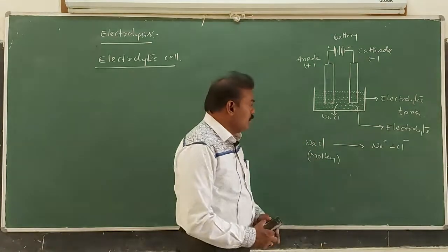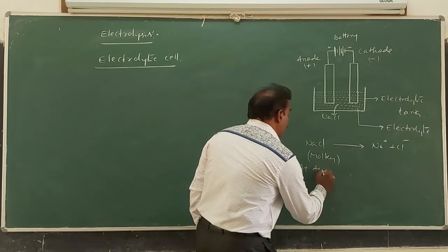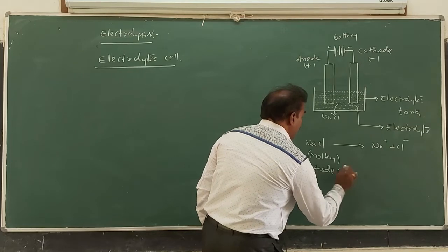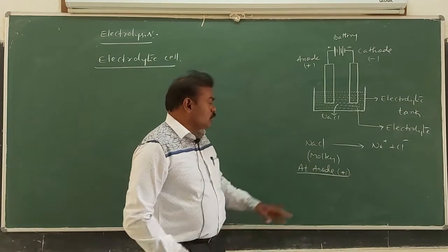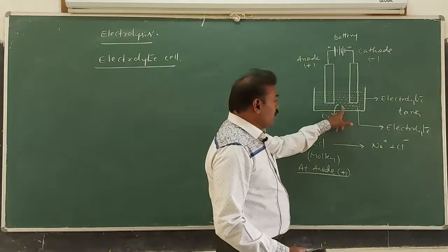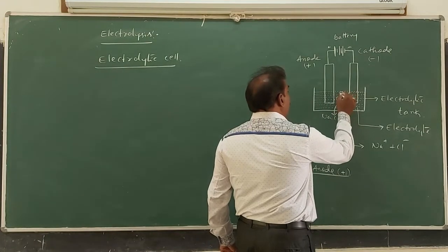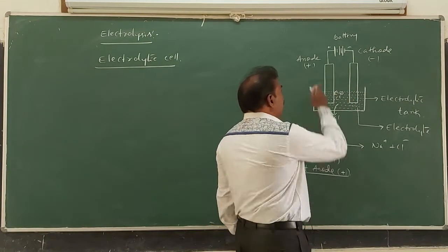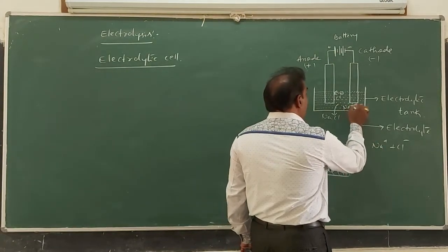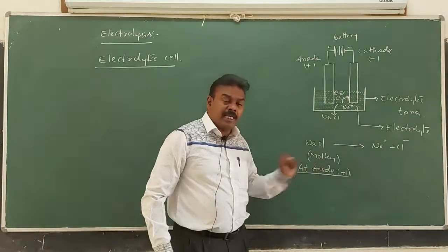Then the reaction taking place at the anode. What is the anode? Anode means the positive electrode only. So towards the positive electrode, which ion will be moving? The solution of electrolyte contains Na plus and Cl minus. The Cl minus will be moving towards this electrode, because the charge on the anode is positive. The Na plus ion will be moving towards the cathode only. That is what we have to write in the reaction here.